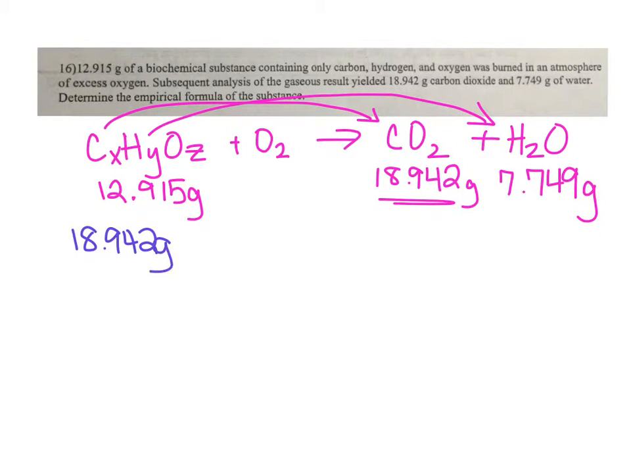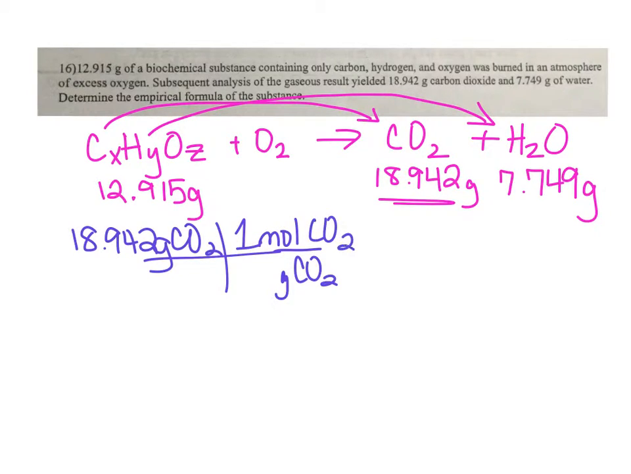So we're going to have our 18.942 grams of carbon dioxide. I'm going to make my railroad tracks, do some dimensional analysis, bring my words down to the right. And I know that we're going to be converting into moles. So I know that 1 mole of carbon dioxide has a molar mass of 44.01 grams. And then I'm going to bring those words down to the right.